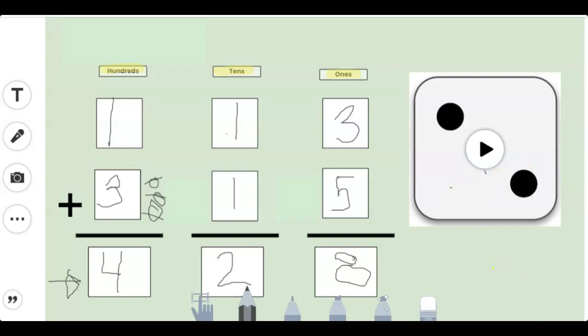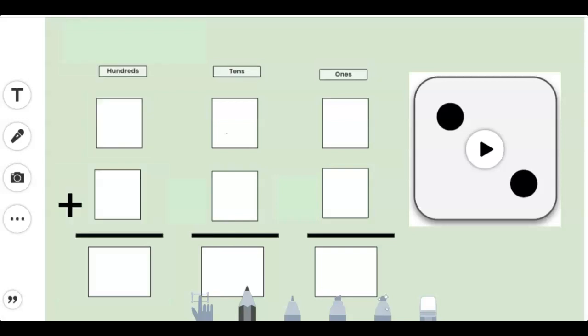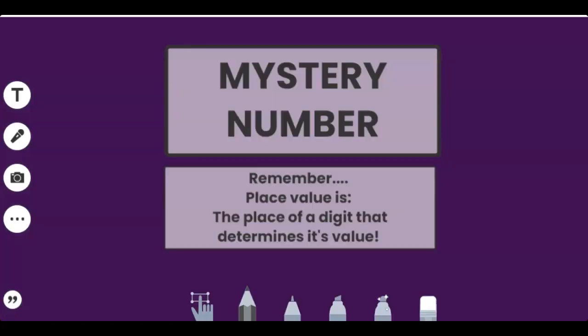So on your own, you are going to do some practice building single-digit numbers, 2-digit numbers, and 3-digit numbers. All right? Have fun with this mystery number activity.